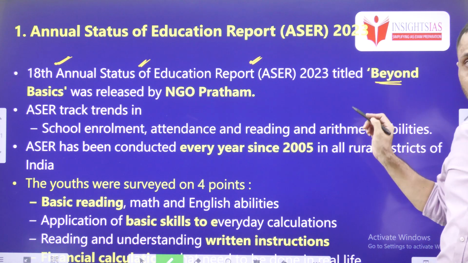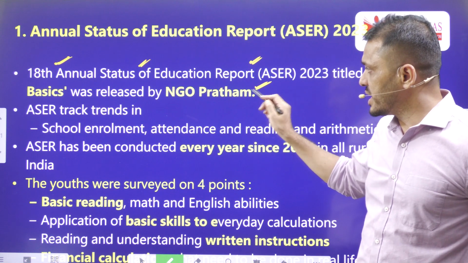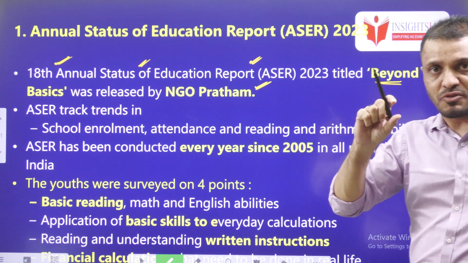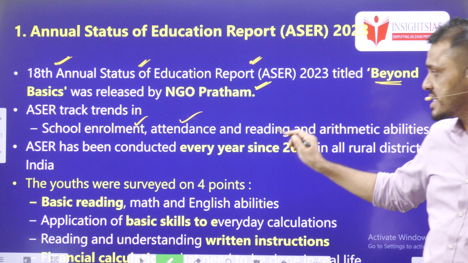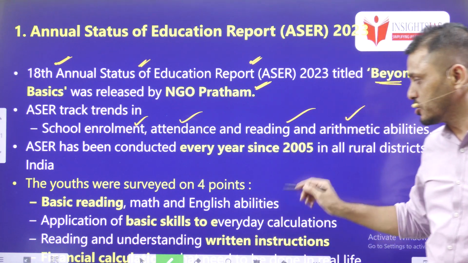The 2023 report title is Beyond Basics. This report is released by an NGO named Pratham. Generally, this ASER report tracks various details related to education such as school enrollment, attendance, reading and arithmetic abilities. This report was first released in 2005.